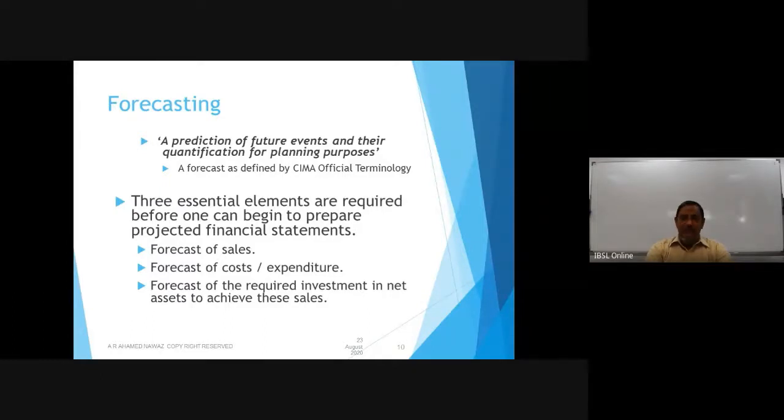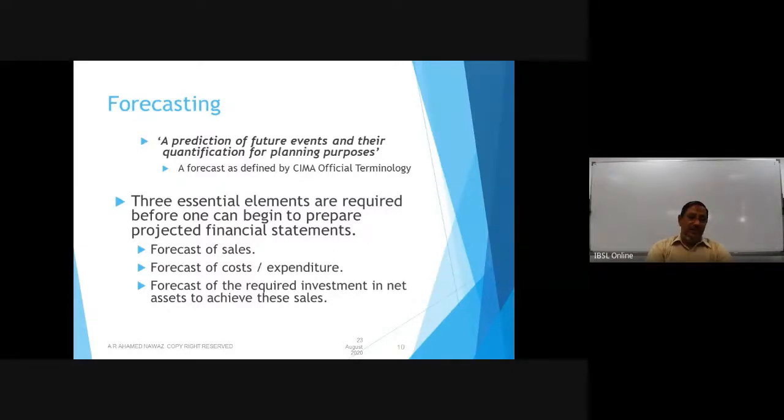We got the past information. See what changes are going to take place, what is the impact of that change, and what will be the impact on the cost. You can forecast for the future. Forecast the required investment in net assets to achieve these sales. What amount of assets is needed to achieve these sales?